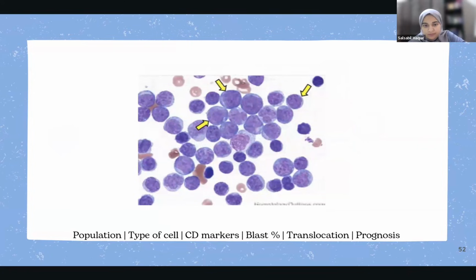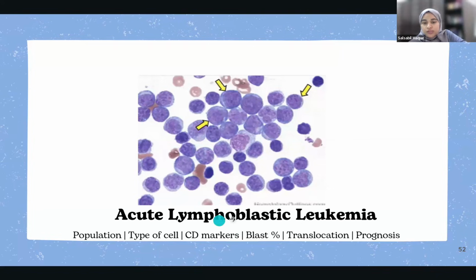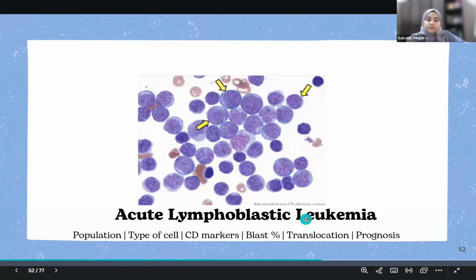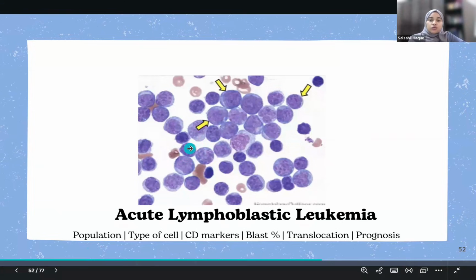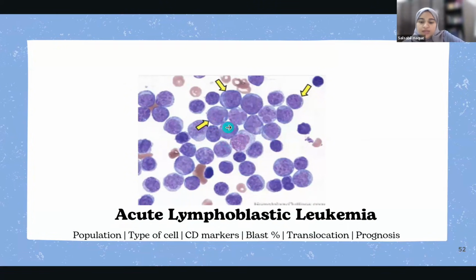Can anyone tell me what they're seeing here? What disease are we thinking? ALL. Very, very good. So now we've moved on from the lymph nodes to the bloodstream. This is acute lymphoblastic leukemia, or ALL. ALL happens mostly in children, so that's the population. In fact, it is the most common cancer of childhood. Lymphoblastic leukemia means that it is immature cells, immature lymphocytes.